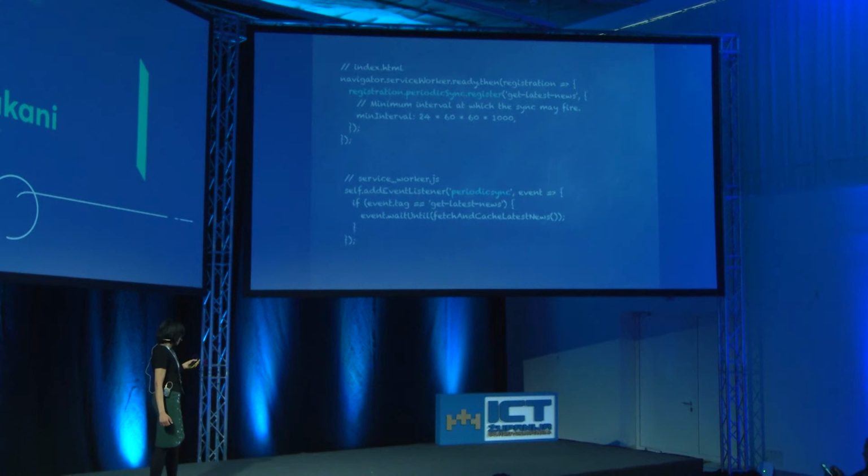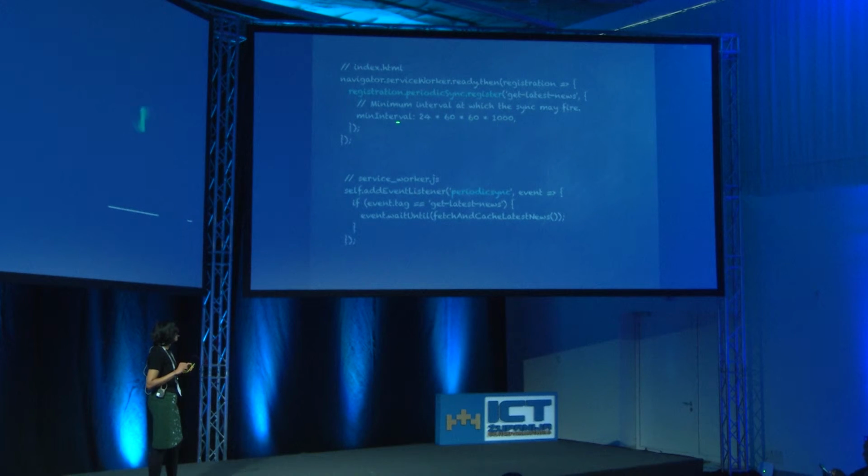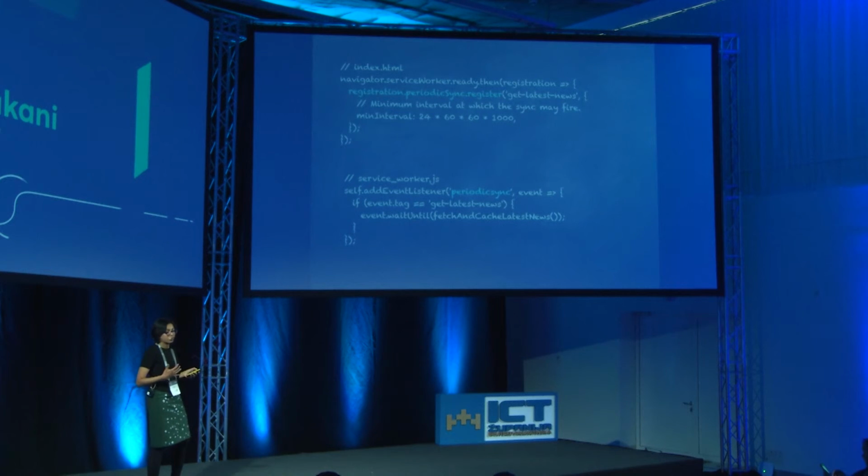How do I do this? In my web app, I access the service worker registration, the periodic sync object on it, and call register. Now this looks very similar to background sync so far. The exception, or the extra bit, is that we specify a min interval, and this is the minimum interval at which you want your periodic task to run. In your service worker, you listen for the periodic sync event, and when you get that, let's say you're trying to fetch and cache the latest news because your user visits your site every morning, you can do that periodically.